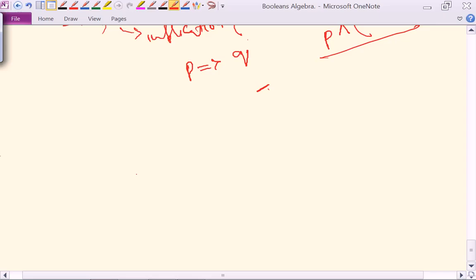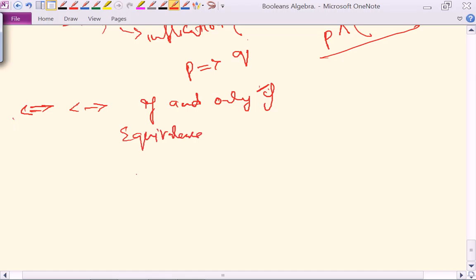Okay, similarly, if we have a biconditional, the symbol for the biconditional will be an arrow on both sides. This means "if and only if." It is called equivalence, or we say biconditional. What is the difference between conditional and biconditional? We say P double implies Q. This is called biconditional, meaning if and only if. We'll give examples of these.